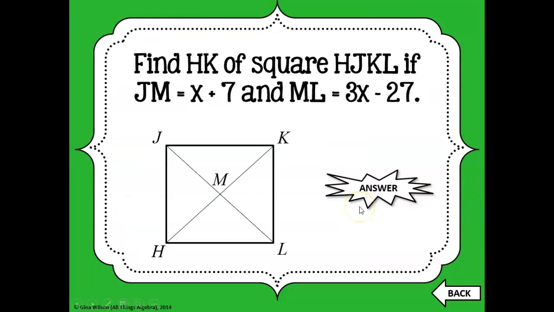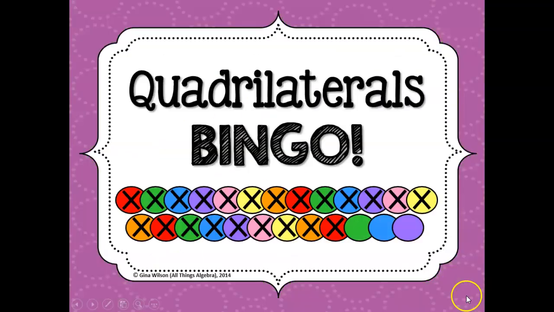All right, pause it, do it. And the answer is 48. So for this one, I set these equal to each other again because the diagonals bisect each other, and I found x. Then I plugged my x back in. I plugged it into J and doubled it because it's half the size, and got HK.